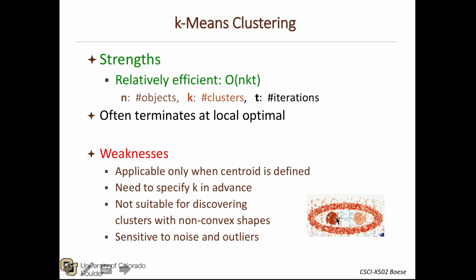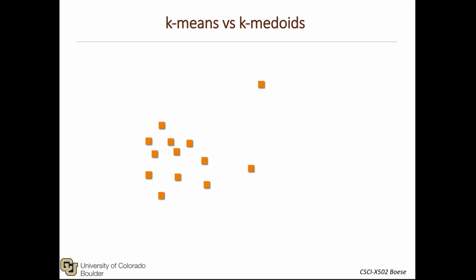So while k-means could probably find the inner circles inside here, it wouldn't be able to get this outer circle in here. So that's what we're going to look at, density-based methods for clustering, to handle situations like this. And k-means can be very sensitive to noise and outliers. And so we're going to see an example of that and compare that to k-medoids, which can help handle that situation. So in this example here, we have k-means and k-medoids we want to compare.